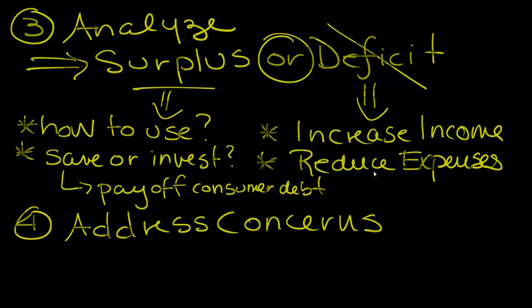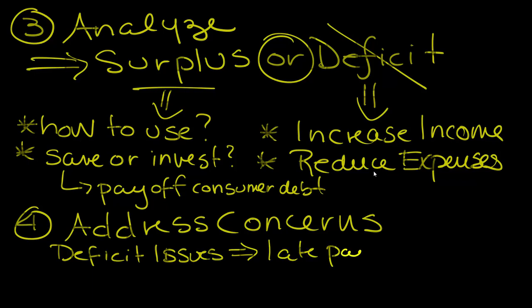And also, you may find that there are some related issues once you uncover whether or not they have a surplus or a deficit. For example, if they do have a deficit, some deficit issues could be that that deficit is really not sustainable. So are they making late payments? Are they using their credit cards excessively, or is their credit rating even suffering because of those late payments?